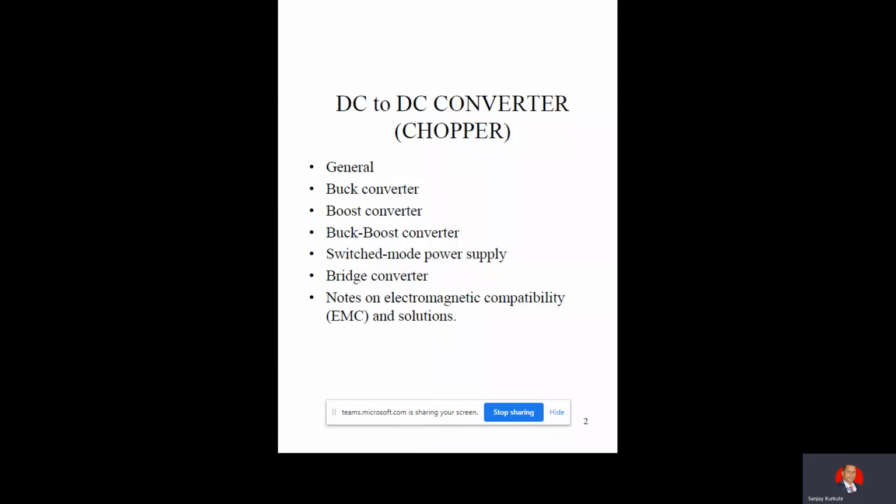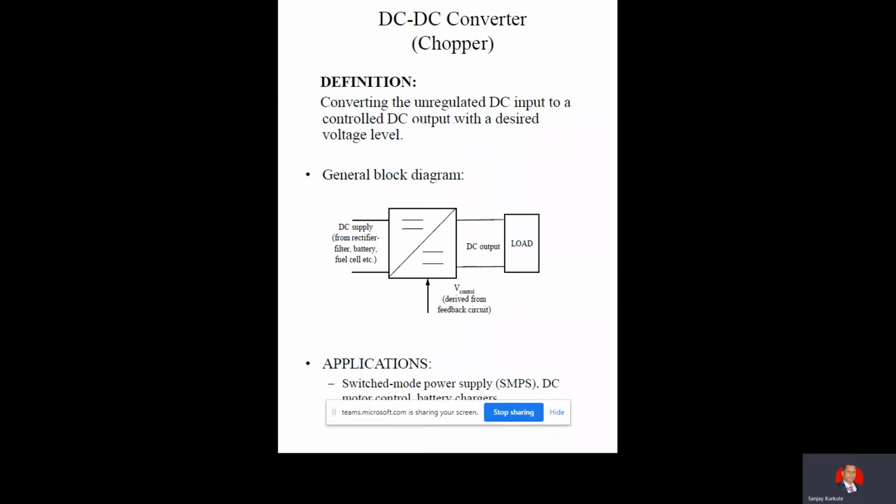So let us come to the contents. Here we will see the operation of DC to DC converter, operating principle, operation. Then different types of chopper circuits, that is buck converter, boost converter, buck boost converter, switch mode power supply, bridge converter. All these points we will cover under this.